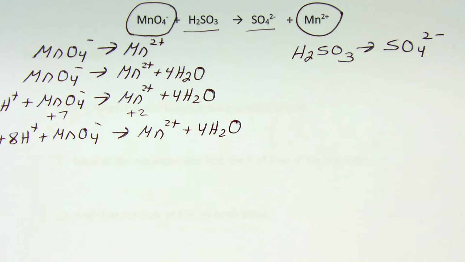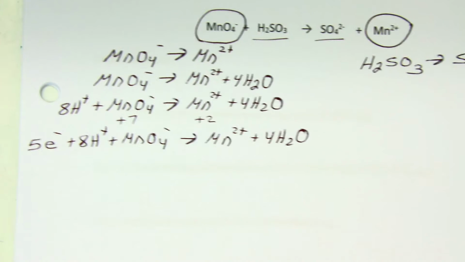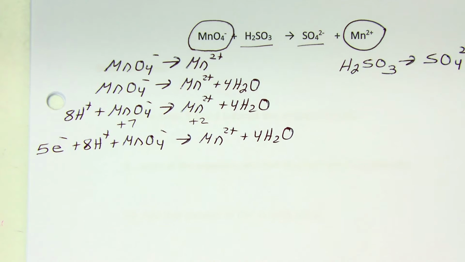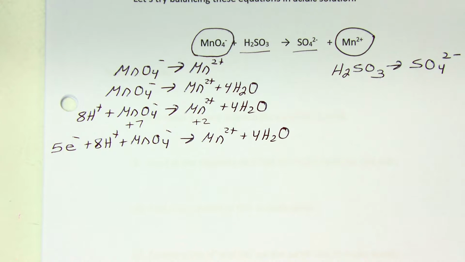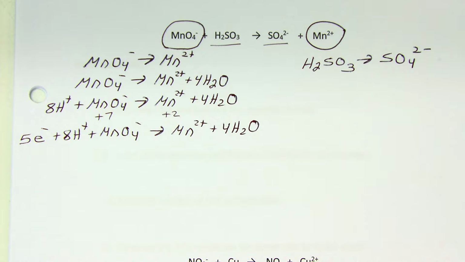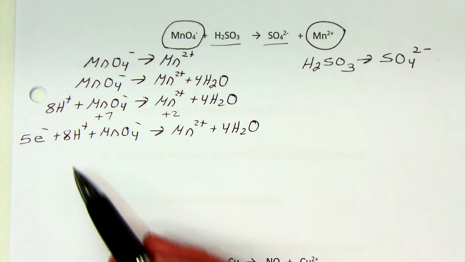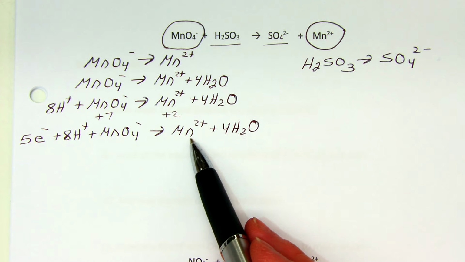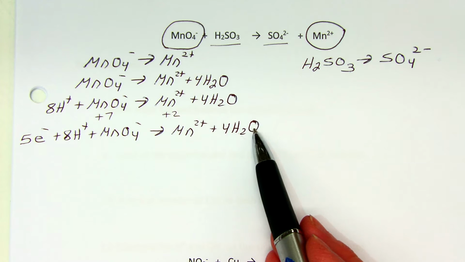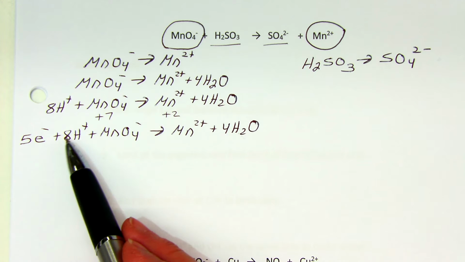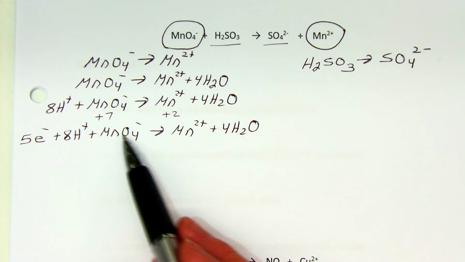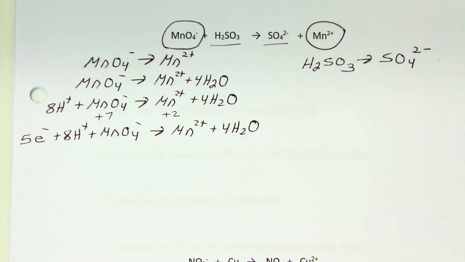Now at this point, I should have a balanced half reaction. At this point, you need to stop and evaluate this and decide, is this indeed balanced? So you stop and check here. 8 hydrogens, 4 times 2, 8 hydrogens. 1 manganese, 1 manganese. 4 oxygens, 4 oxygens. Negative 5 plus 8 is a plus 3, minus 1 is a plus 2, plus 2. So I am balanced, so I can leave that one alone.